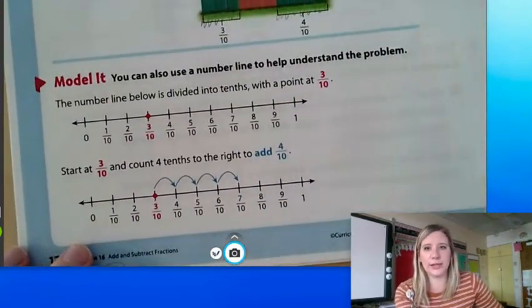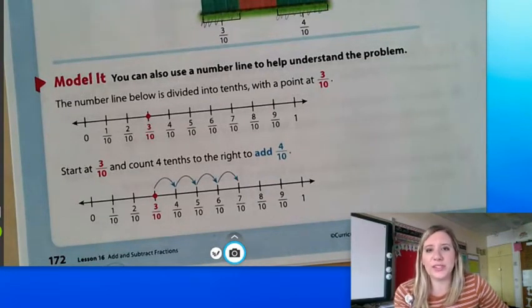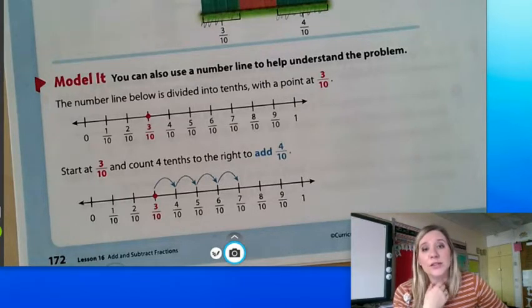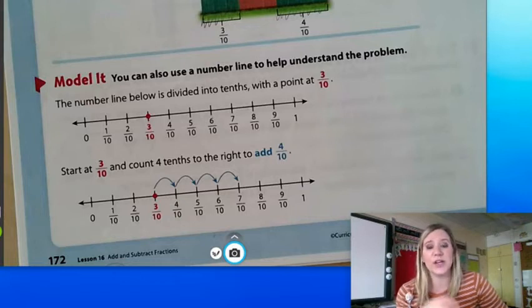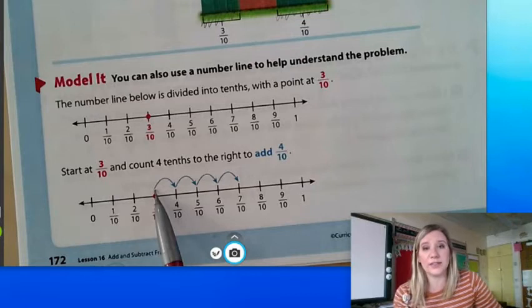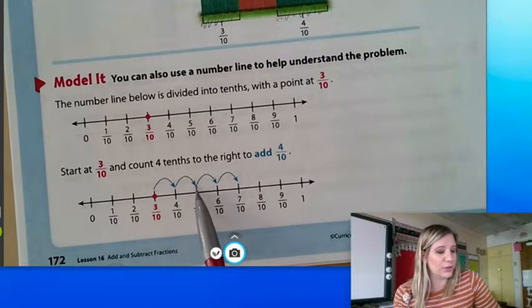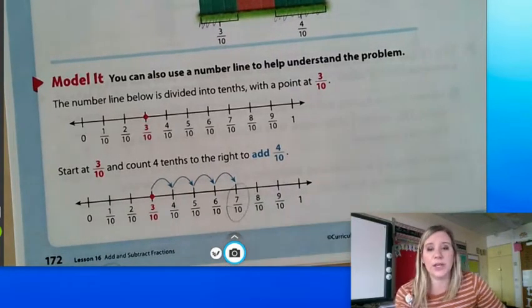Another is to model it. In this case, they're using a number line to help us understand. The number line below is divided into tenths because we're working with the denominator, or the whole, of tens. So we start at 3/10, because the problem is just 3/10 plus 4/10. If we start at 3/10, we take 4 jumps, or we take 1/10 of a jump 4 times. So 1/10, 2/10, 3/10, 4/10 total to get us our answer. So a number line works as well.